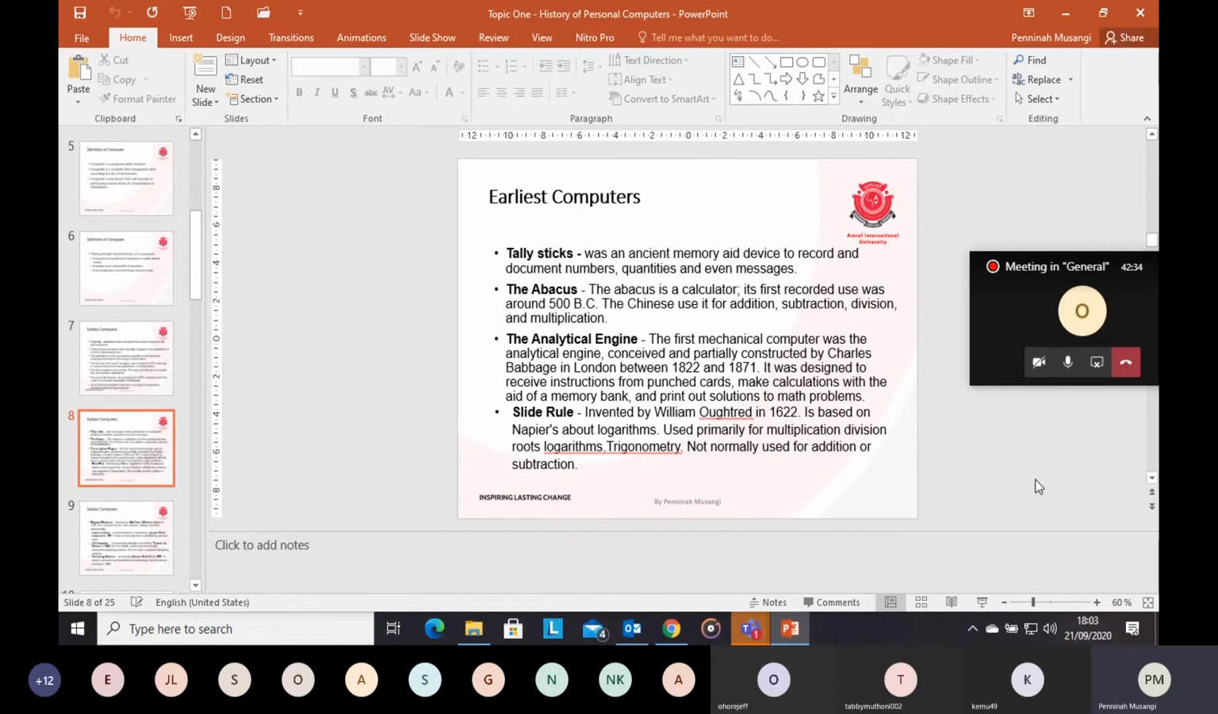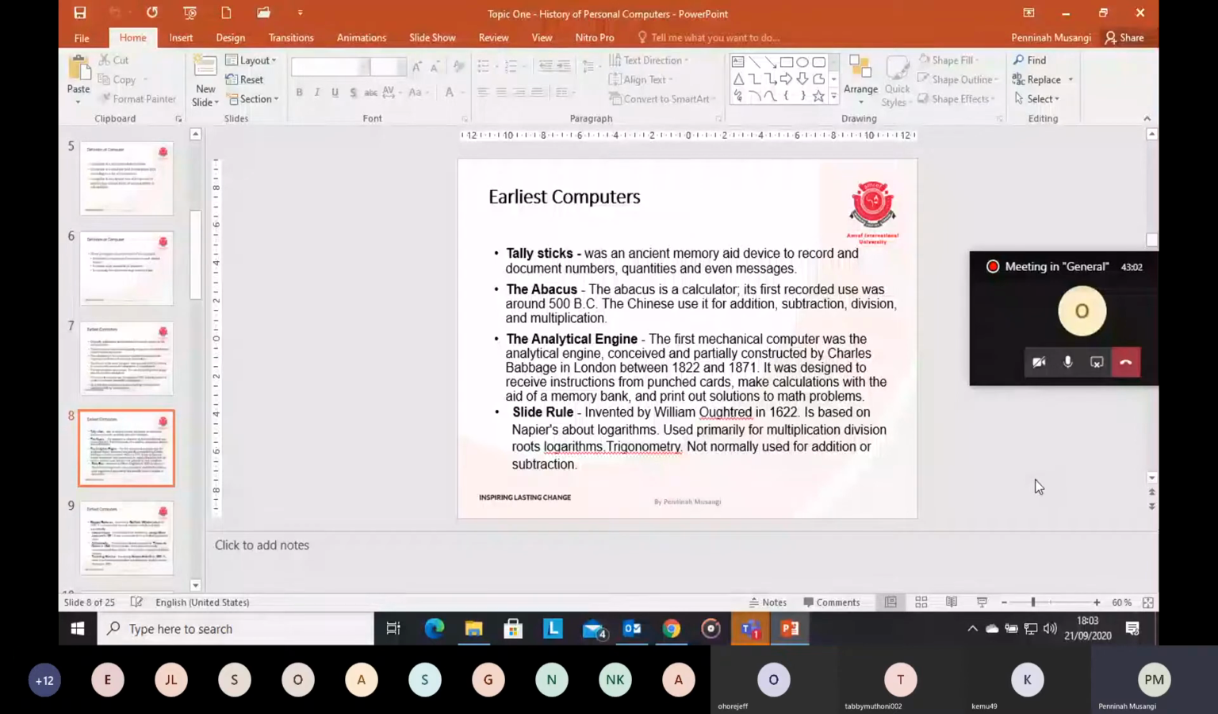Then another form of early computer is the slide rule. And the slide rule was invented by William Oughtred in the year 1622. And it is based on Napier's work about logarithms. You can see it's all about mathematics, mathematical expressions. And it was primarily used for multiplication, division, calculation of roots, logarithms, trigonometry, and many others.